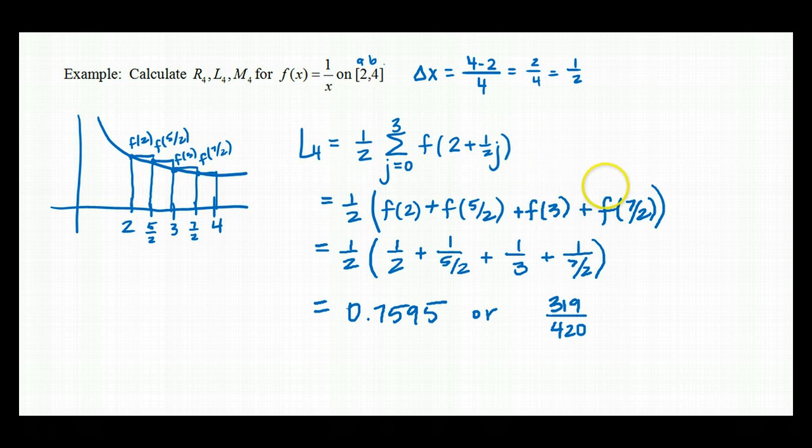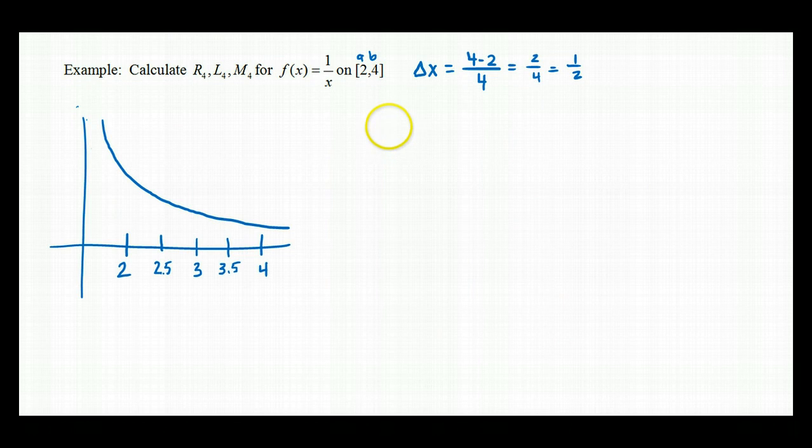So the last thing we're going to do is solve for M4, the midpoint approximation. Alright, this next example is going to be a little bit harder to see, so we're going to use decimals to show where this midpoint is coming in. So we're going to calculate M4 still for the same function over the same interval.